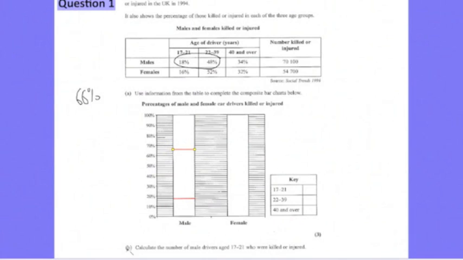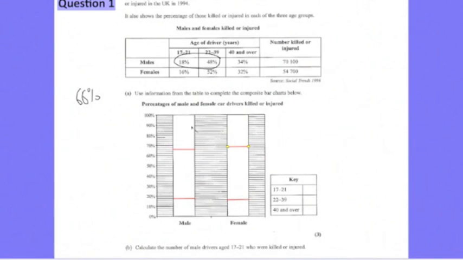Going over to the female side now, we're going to do the same thing, starting with 16, so slightly lower than the males. Adding 16 to 52 gives us 68. So drawing a line across here, and then our remaining category here, 32% at the top.